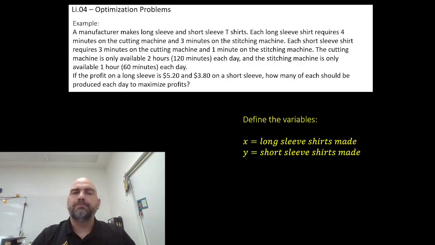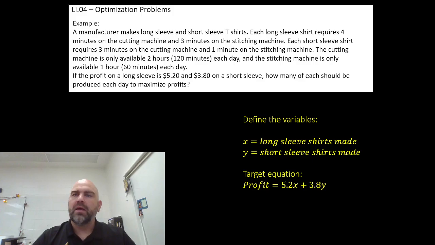All right. Second thing, we're going to look at what is our target equation, or what is our equation that's going to go with our maximizing. I'm going to call it a target equation in this case. You might hear some other words; I've sometimes used other words as well, but we're going to call it our target equation right now. What we're trying to maximize is our profit, and this is what it looks like. The profit is equal to $5.20 times the number of long sleeve shirts plus $3.80 times the number of short sleeve shirts. This is how we're going to determine what our profit is.